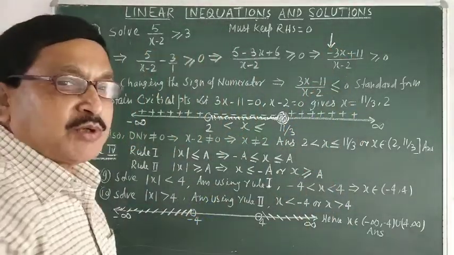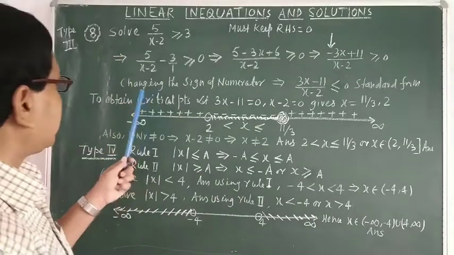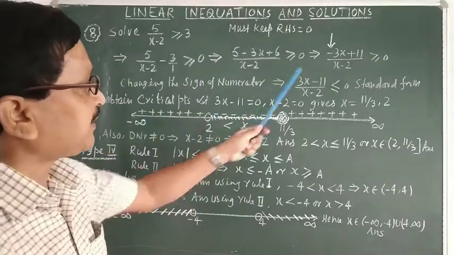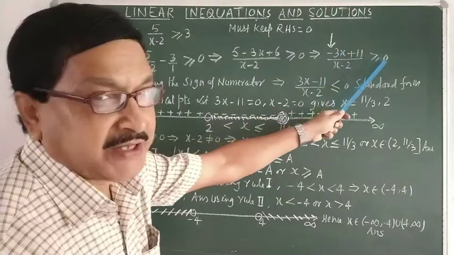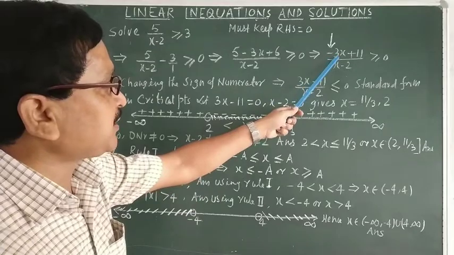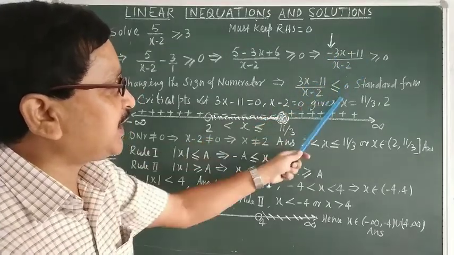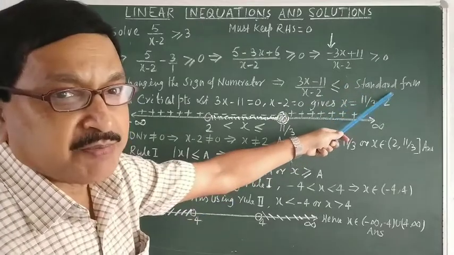This negative should not be available in a standard form. So change the sign of the numerator, only the numerator, not the denominator. The minus becomes plus, plus becomes minus, and greater than becomes less than. This is now in a standard form.